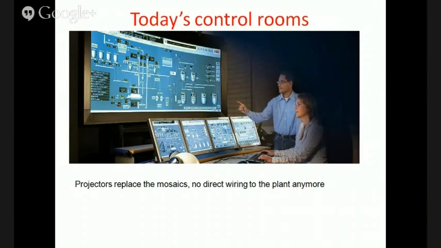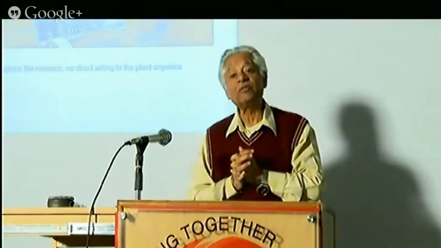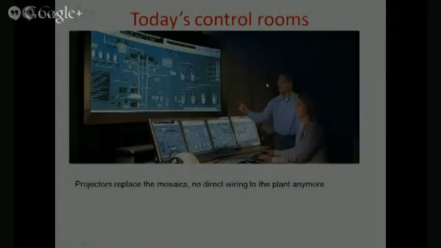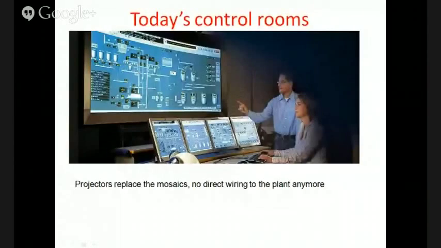Then comes today's control room. Today's control room, and what is the difference? You see, technology-wise there is a lot of difference. The principle was the same. Here it is also being monitored, and it is being seen on that screen. But the main difference is that the whole lot is wireless, and earlier it was a wired system. The system was wired. Here it is wireless. Projectors replace the mosaics. No direct wiring to the plant anymore.